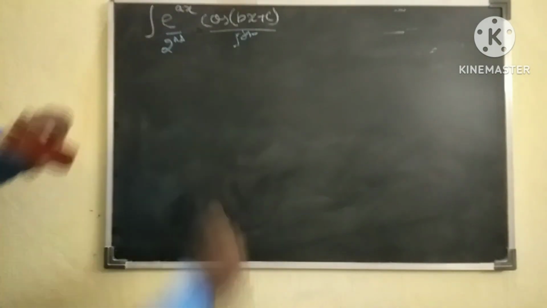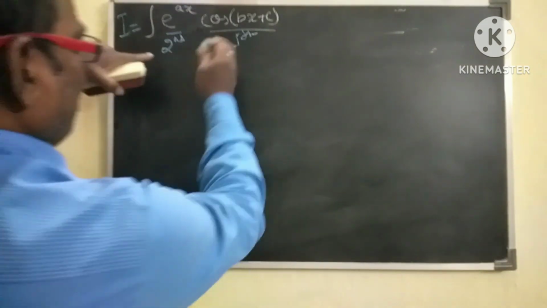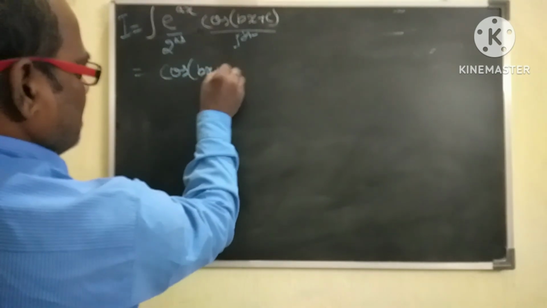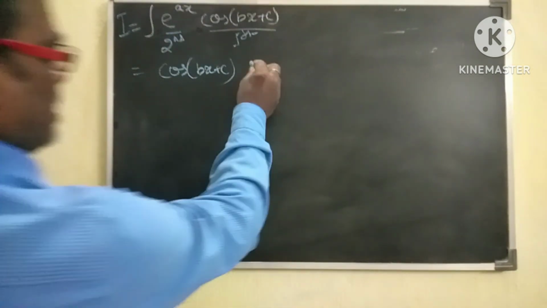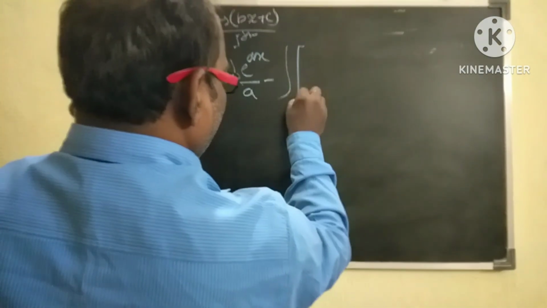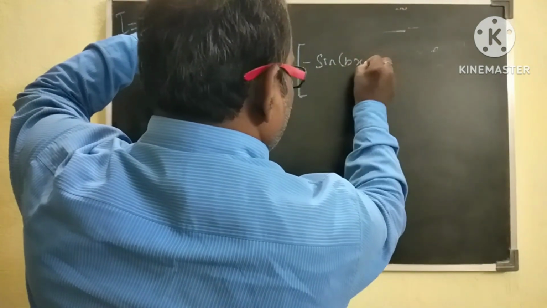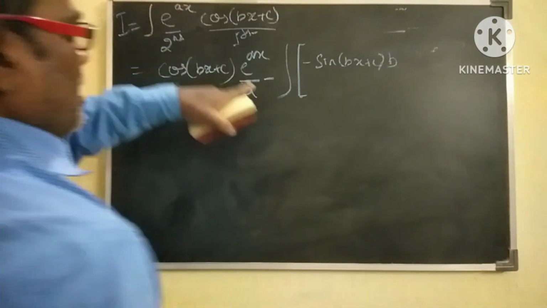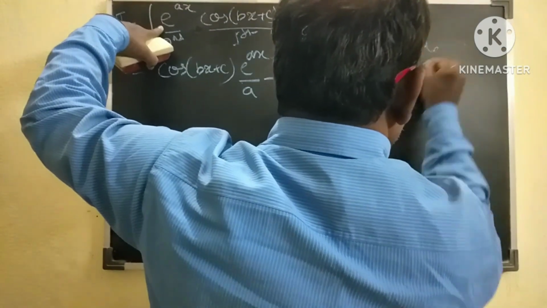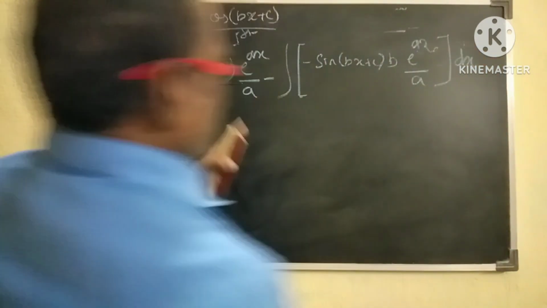So we know that by integration by parts, let this be equal to I. So I equals, the first function is this, so write down the first function cos(bx + c) into the integral of the second function, that is e^(ax)/a, minus the integral of the differentiation of the first function, which is minus sin(bx + c) into b, into the integral of the second function, that is e^(ax)/a dx. This is your second step.